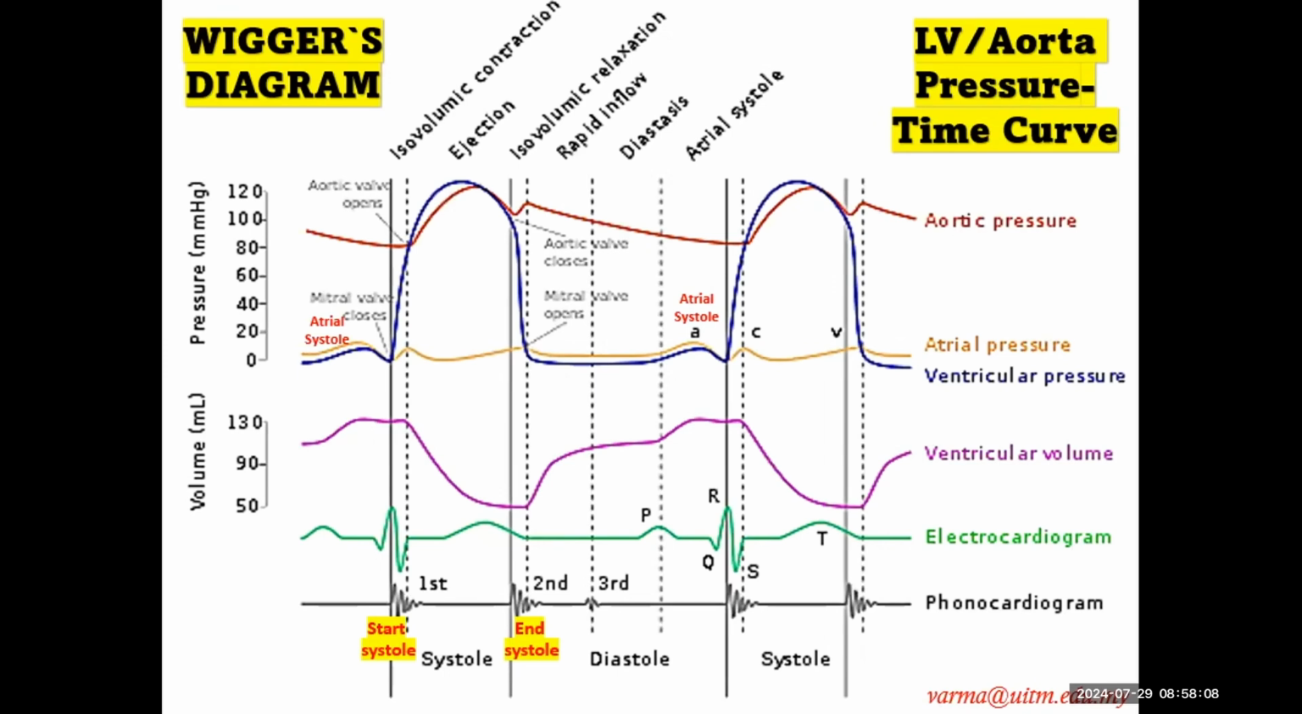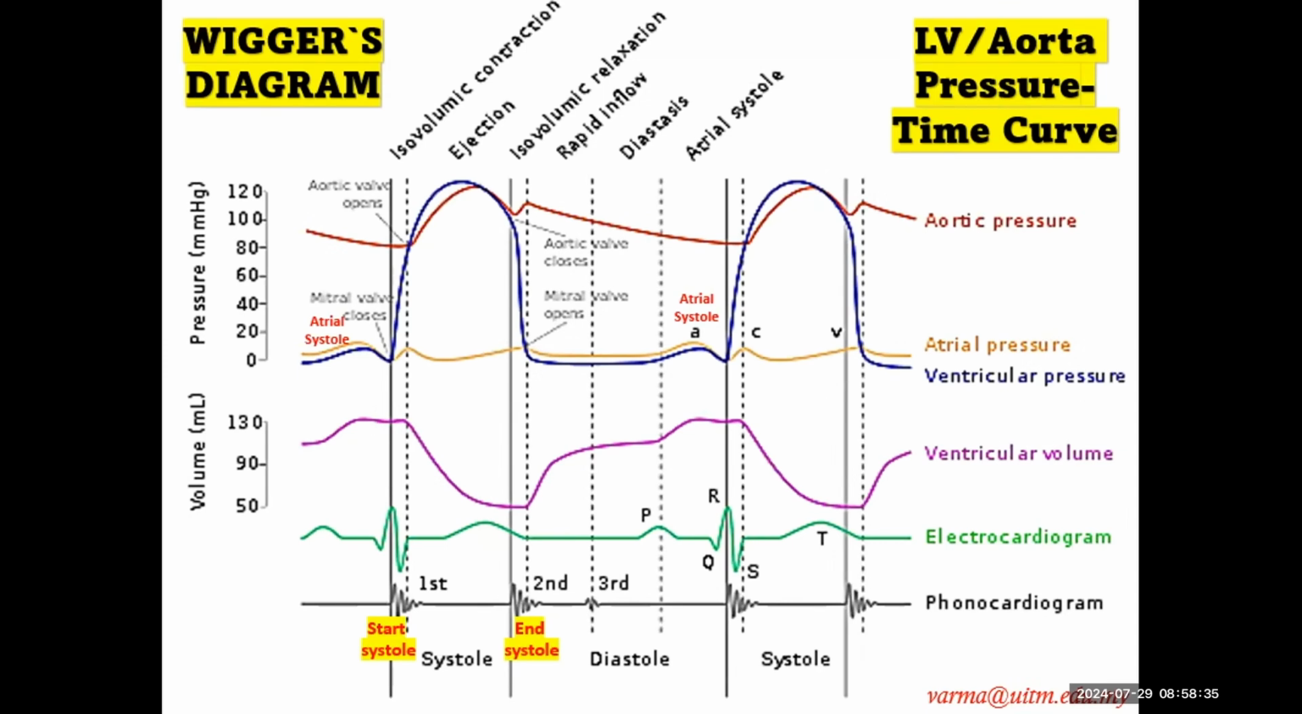Sometimes if it's a continuation question, let's say in your Viva, they'll usually ask you to write the Wigger's diagram, LV aorta pressure curve, because the name itself mentions left ventricular aorta pressure curve. It's a Wigger's diagram, meaning LV aorta pressure time curve. It doesn't say LV aorta atrial pressure time curve, right? So you draw these only. Then they will ask you, can you superimpose atrial pressure or CVP pressure on this Wigger's diagram? That is a continuing question.